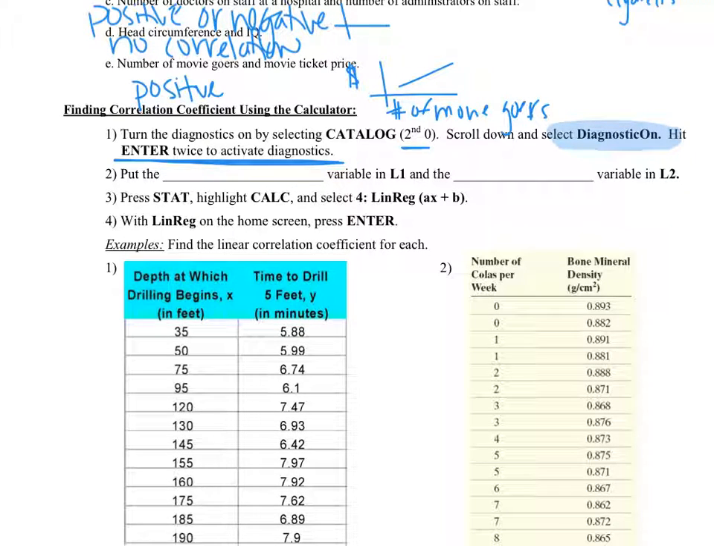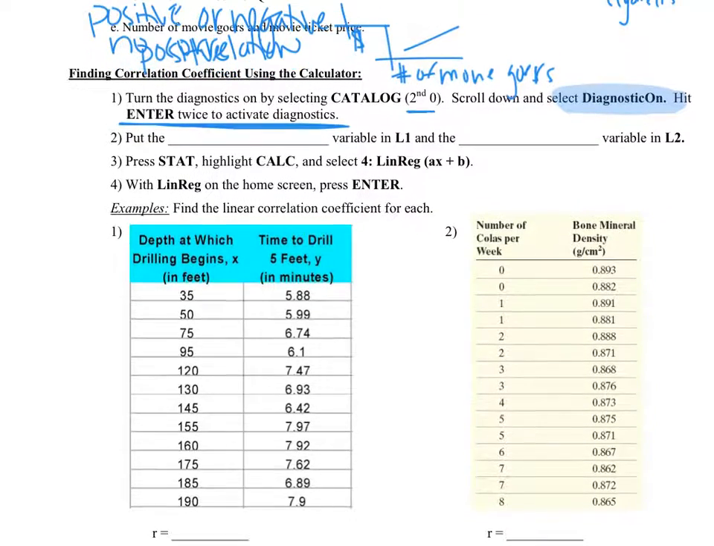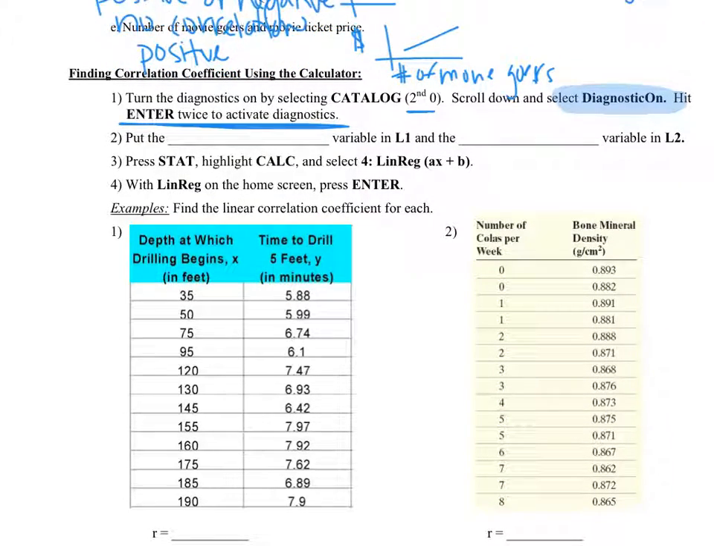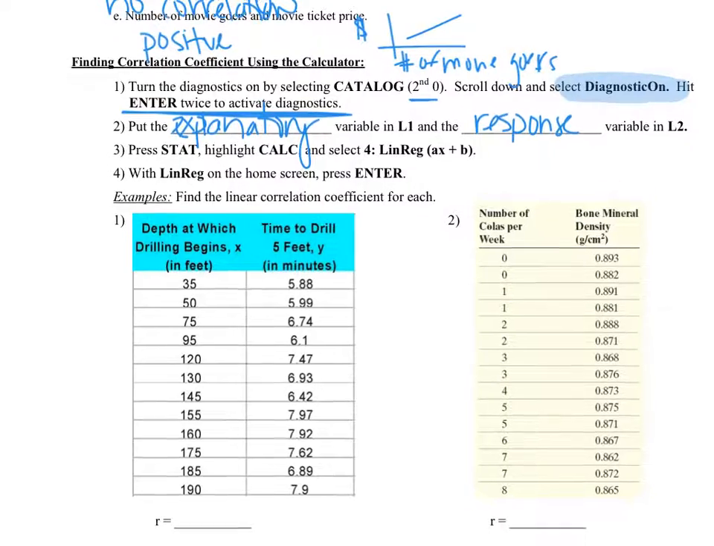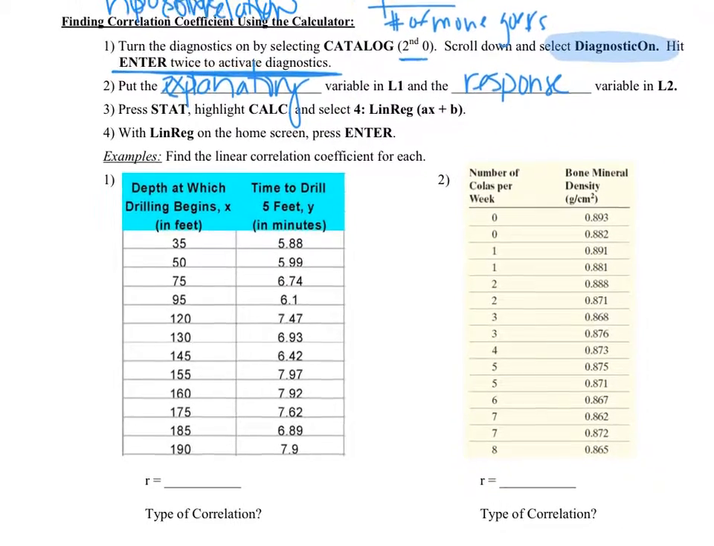So what we're going to be doing today is taking a look at 2 var stats types problems. And so we're going to actually be using L1 and L2. So we're going to put the explanatory variable in L1 and then put the response variable in L2. So before we go on to step 3, let's go ahead and do that.